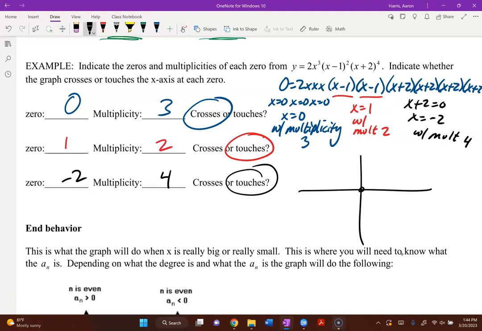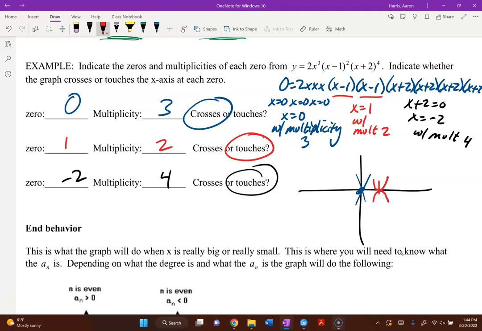At 0, it's going to cross through. Oops. Let me make that blue. At 0, it's going to cross through. So it's going to either increase or decrease through there. At 1, it's going to touch it either from the top or from the bottom.